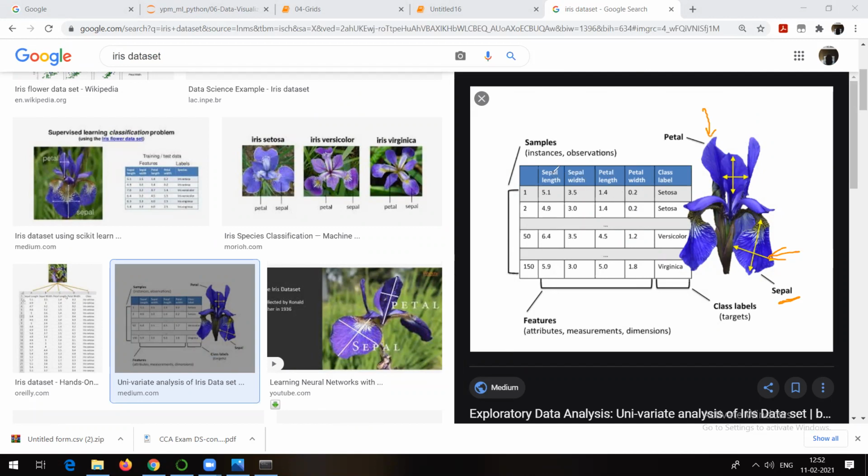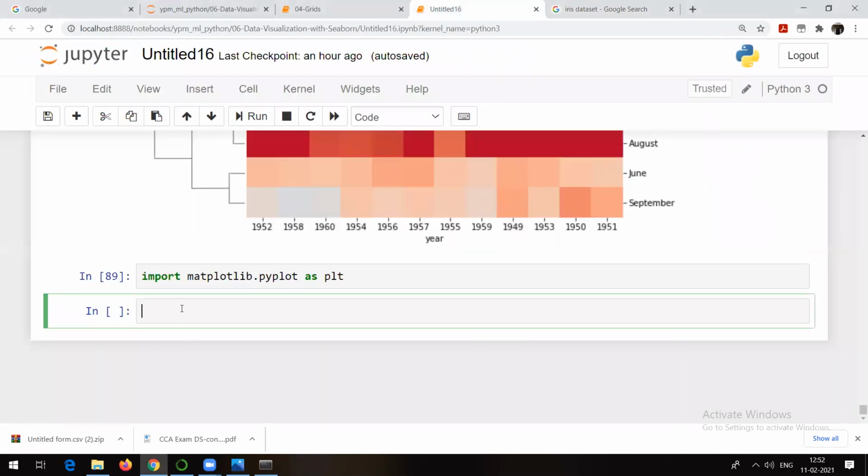So we have columns in our data set: sepal length, sepal width, petal length, petal width, and the class of the flower. In the class we have flowers called setosa, versicolor, and virginica. These are the three classes of flowers which are available. So same data set I am going to import from the Seaborn package. Here I will name the data set as iris. Suppose iris is equal to sns dot load_dataset.